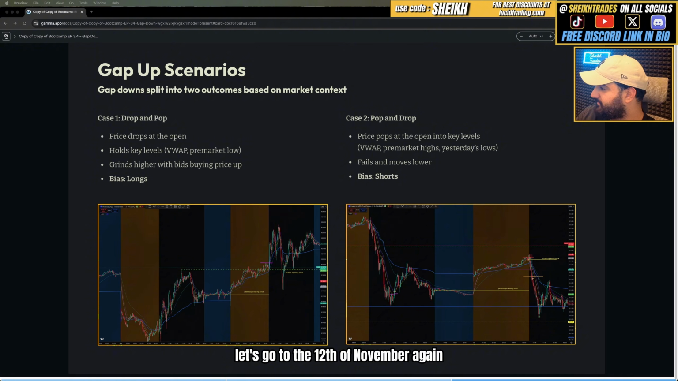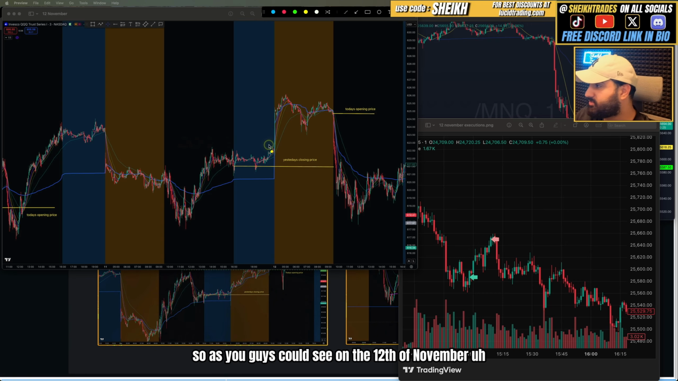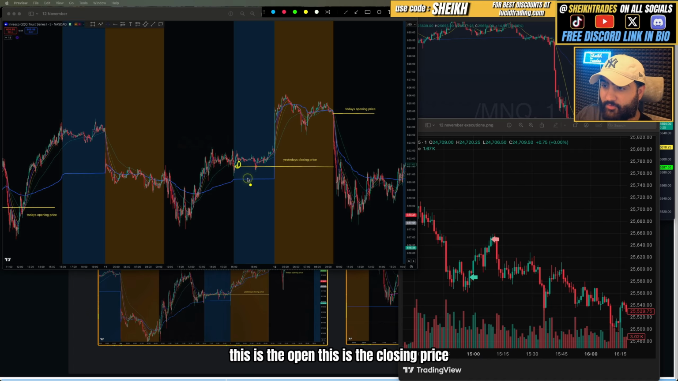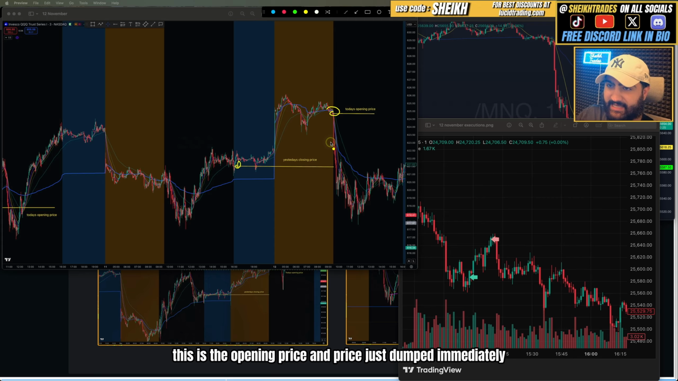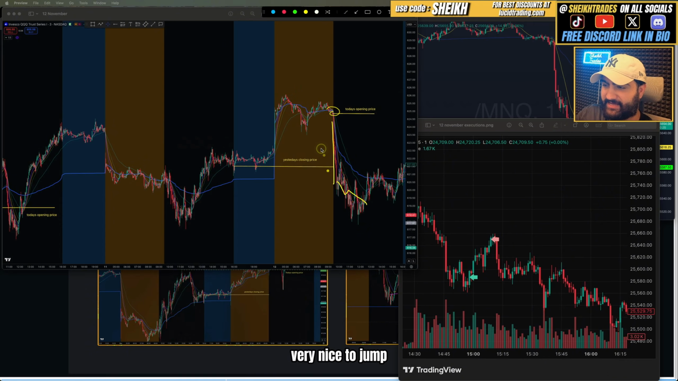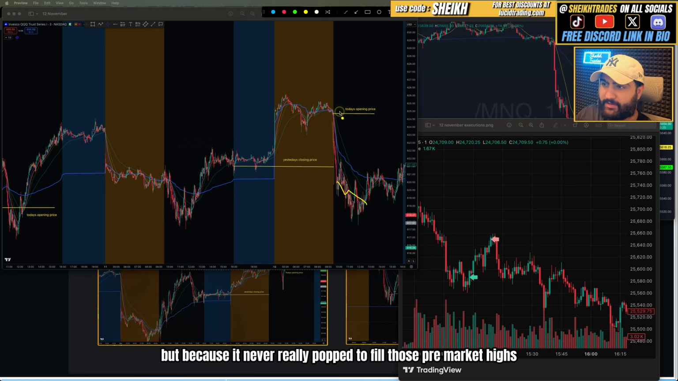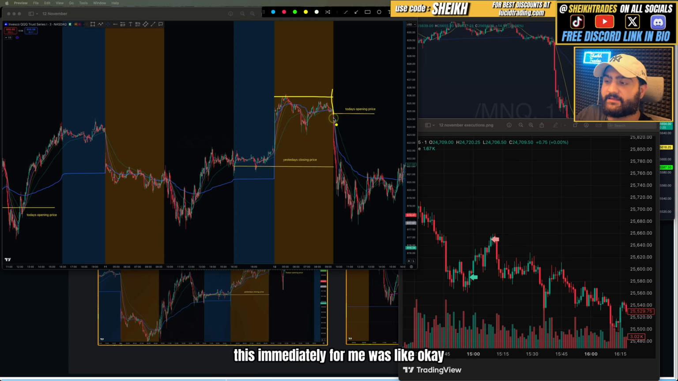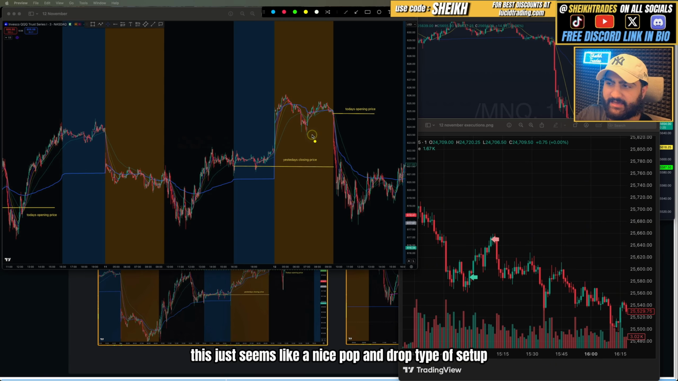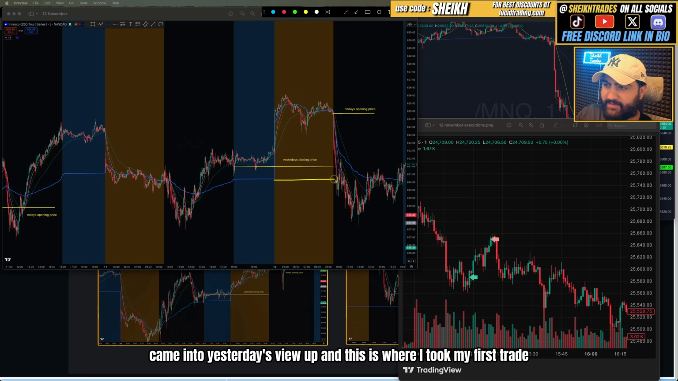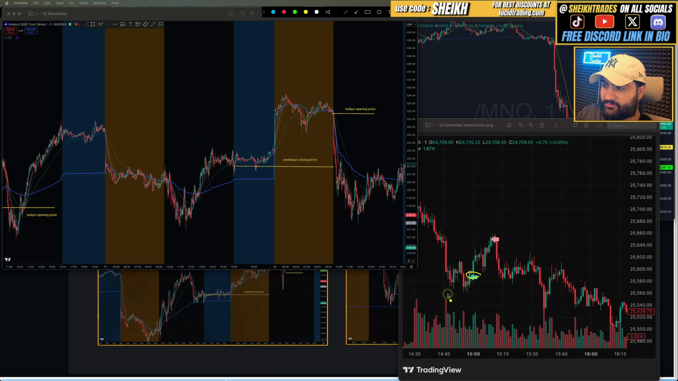Let's go to the 12th of November. Again, so as you guys can see, on the 12th of November, this is the closing price, this is the opening price, and price just dumped immediately. Very nice dump. But because it never really popped to fill those pre-market highs, this immediately for me was like, okay, this just seems like a nice pop and drop type of setup. So you could see that it popped, came into yesterday's VWAP, and this is where I took my first trade. Took my long, got everything out.